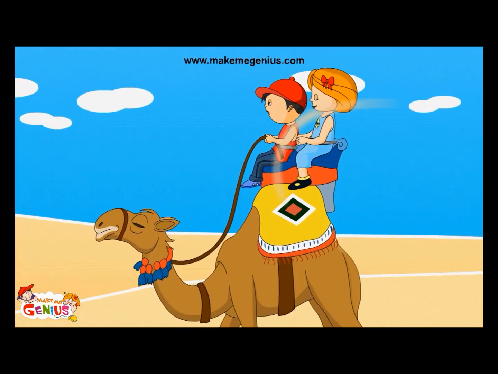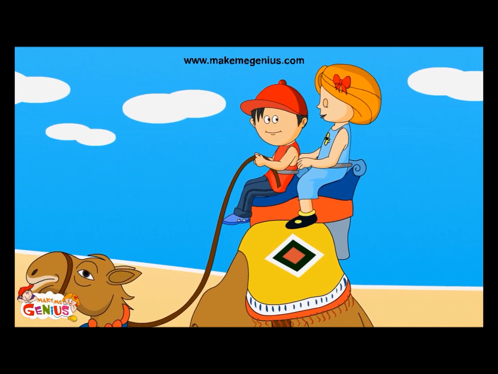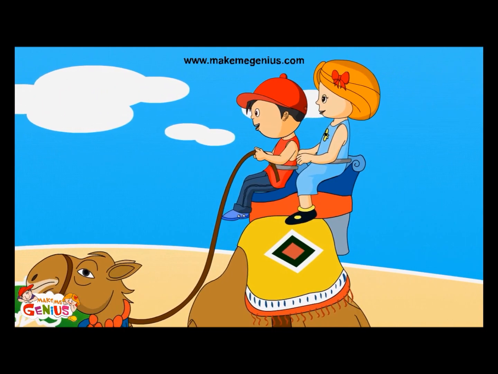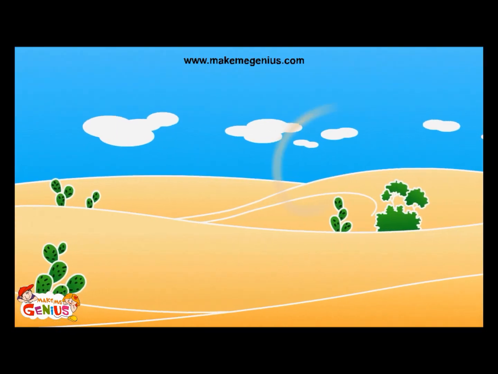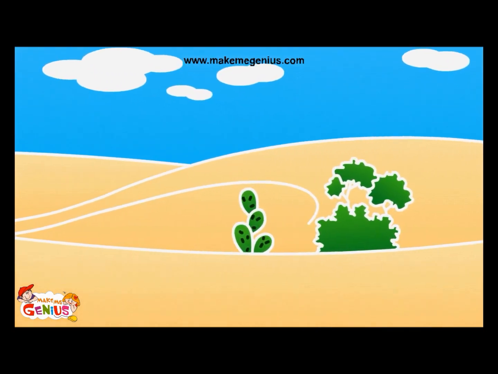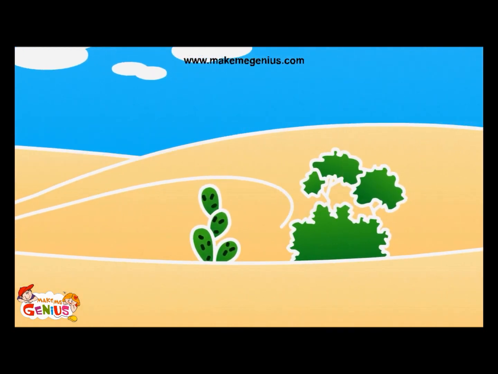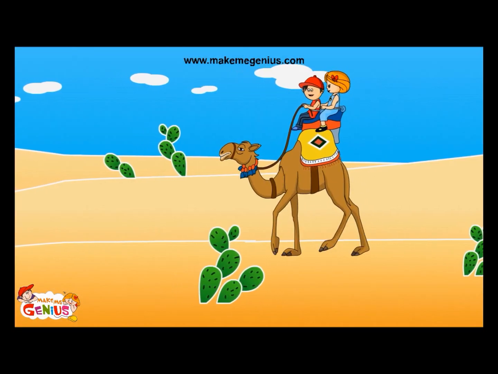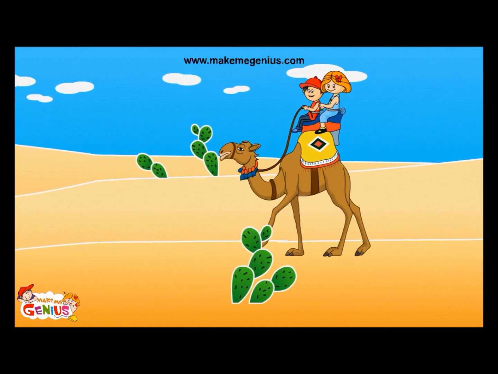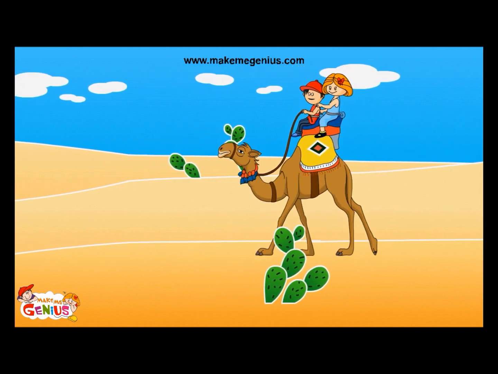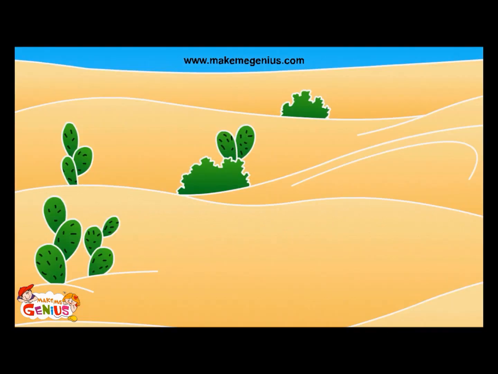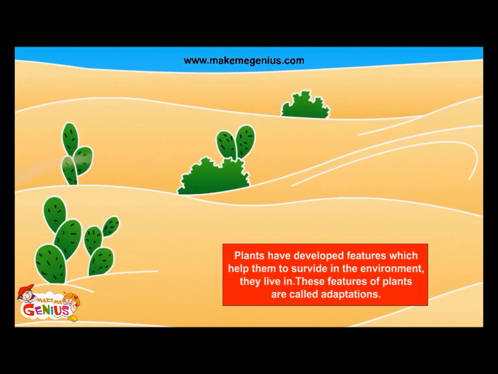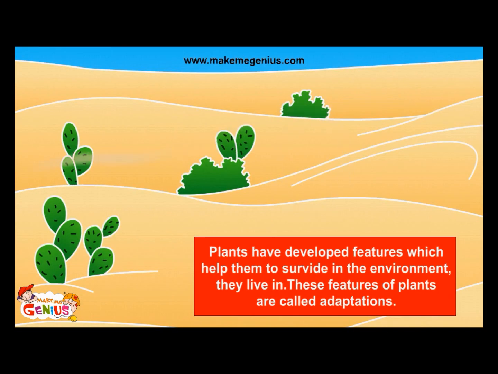The desert is such a dry area. There seems to be no water nearby. You are right. There is very little rain in the desert and there are no rivers here. But see, there are plants. I wonder how these plants are able to live in the desert without water. Oh, these plants have adapted themselves to their dry conditions.